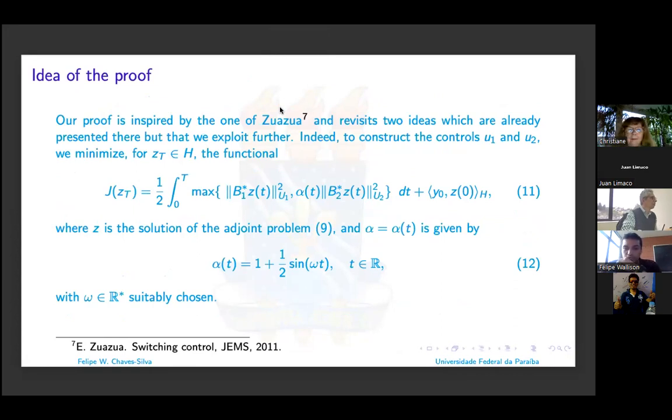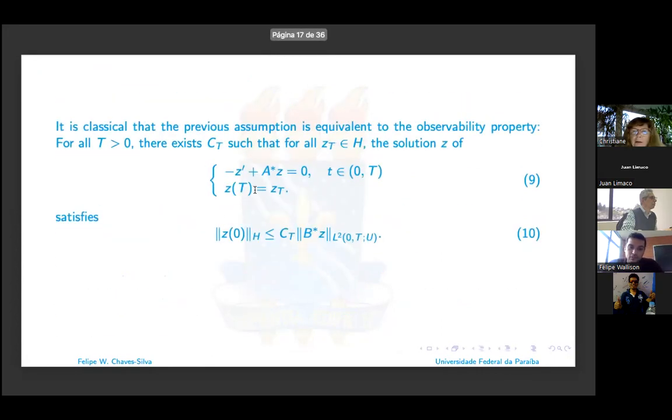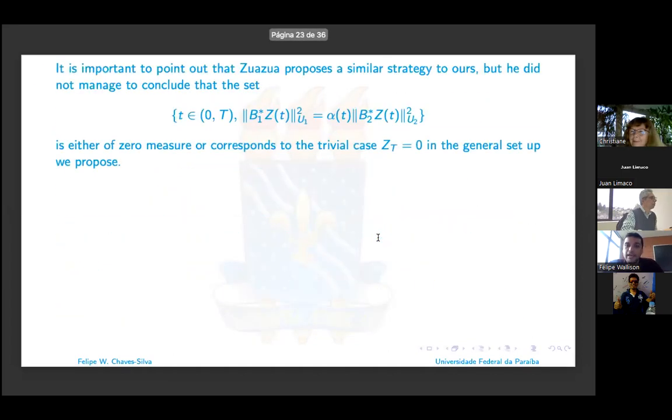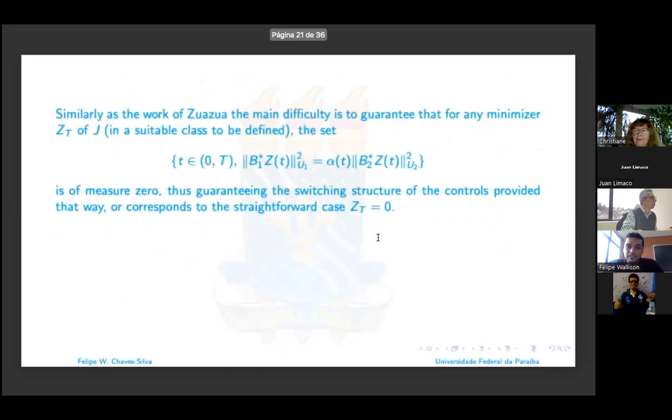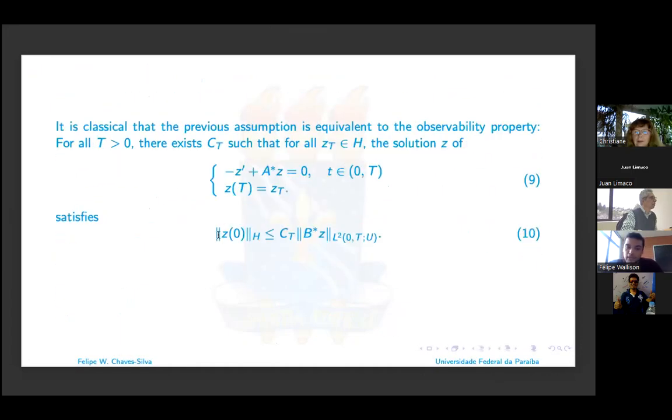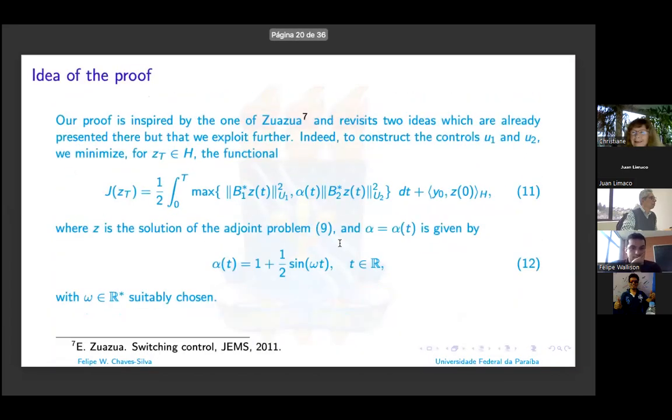Yes, you can do that. Here you need to use the fact that your system with the full set of controls is controllable. So you basically need to use this one. This is like a coercivity condition. Yeah, exactly. Under this assumption, you can work out that this functional is coercive, okay? Yes. Okay, thank you.